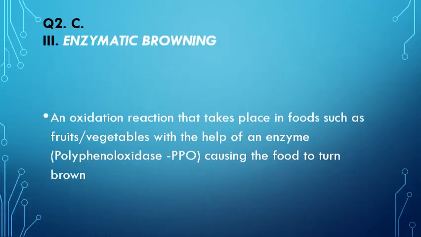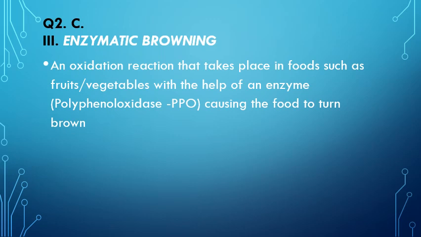Enzymatic browning. Now, generally, when we talk of enzymatic browning, what do we mean? It is simply an oxidation reaction that takes place in foods. In most cases, we are referring to foods like fruits and vegetables, with the help of an enzyme which we generally refer to as polyphenol oxidase, causing the foods to turn brown, so the color changes. And a typical example that can be illustrated with this is if you look at an apple.